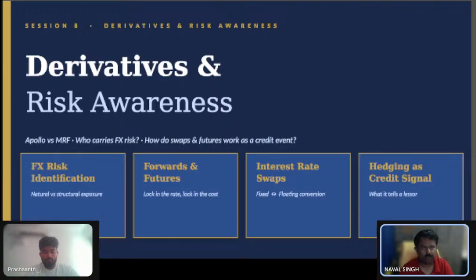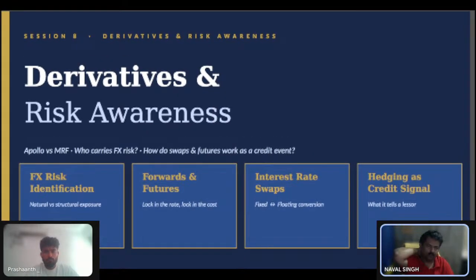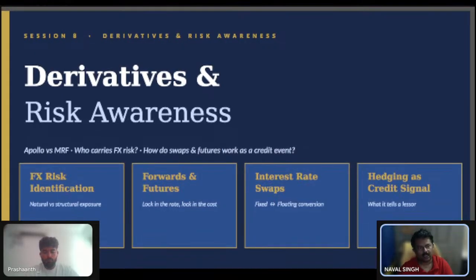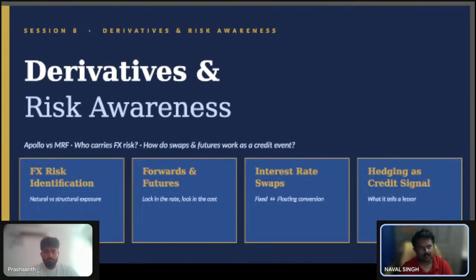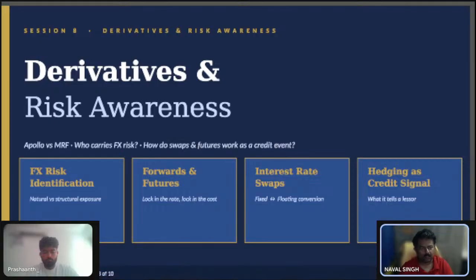Yes, so first is FX risk identification. This is a classic case of derivatives or financial risk management, which companies always practice by identifying and declaring the risk in an annual report, which you can see, or by measuring their exposure to different currencies, right? So we'll look into this and see which companies are exposed in this format to foreign exchange risk. Then we'll take a look at forwards and futures. What are the remedial measures? How can companies lock into a particular rate, and what is that rate all about?